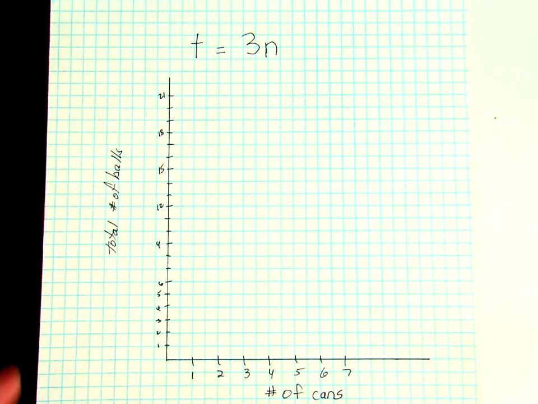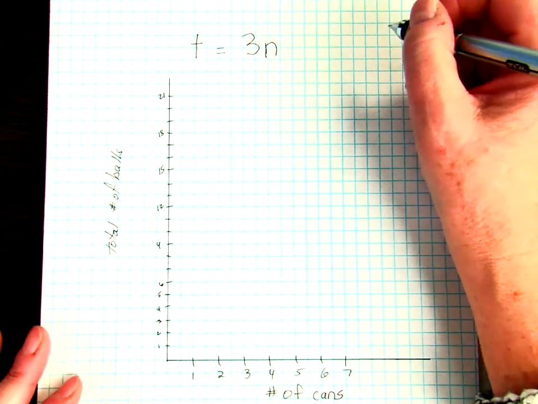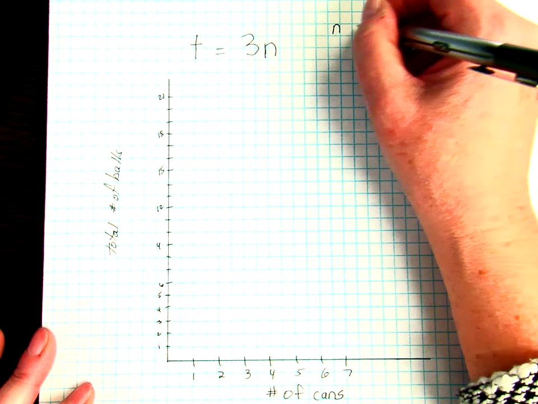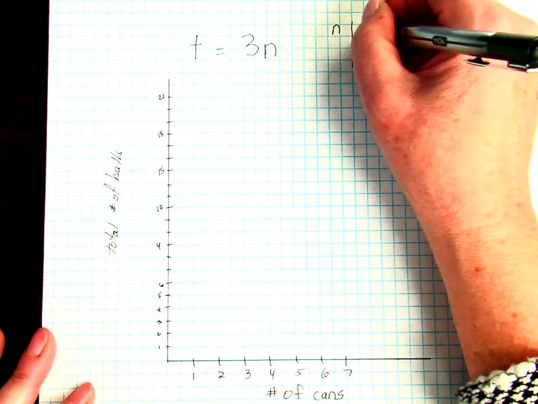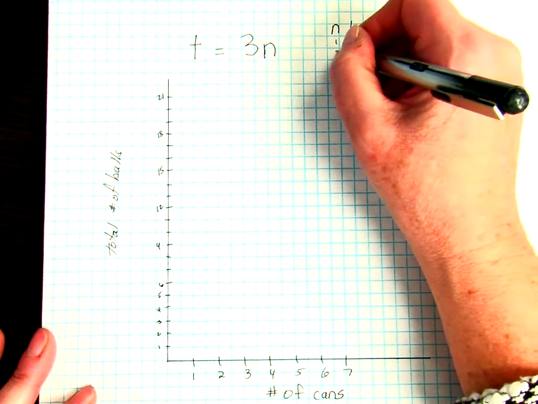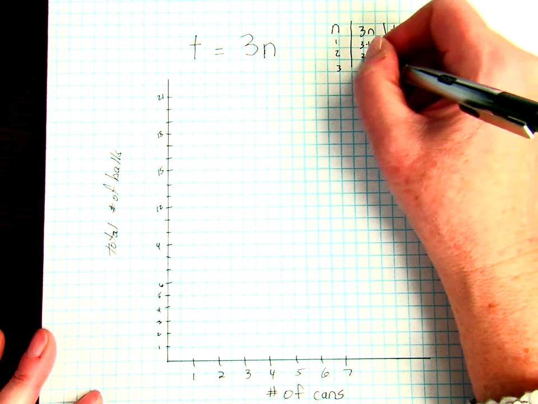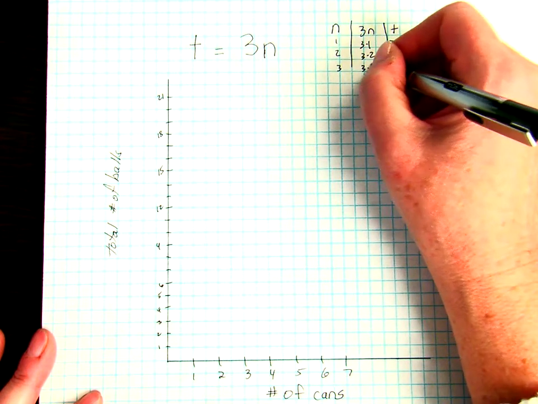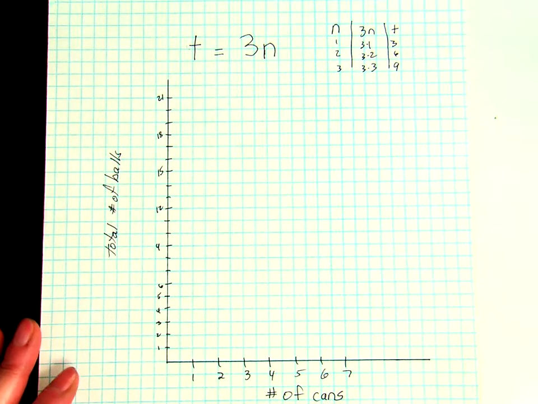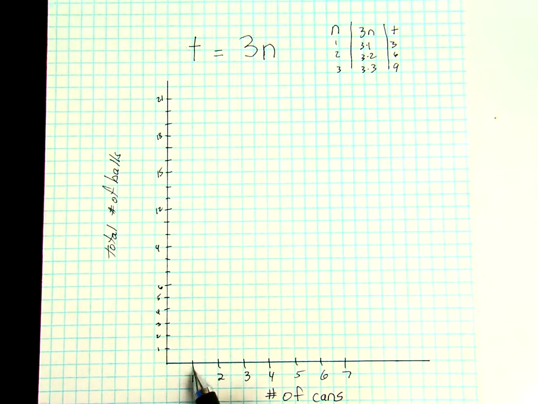So I'm going to go ahead and put in my table of values. I'm going to make a table of values, we'll do it up here, and we'll have N, our number of cans, and then we'll have 3N, and then we'll have our T. And 1, 2, 3, 3 times 1 is 3, 3 times 2 is 6, 3 times 3 is 9. You can see how we're increasing. I really shouldn't have to do much more. I can just do it on the fly.